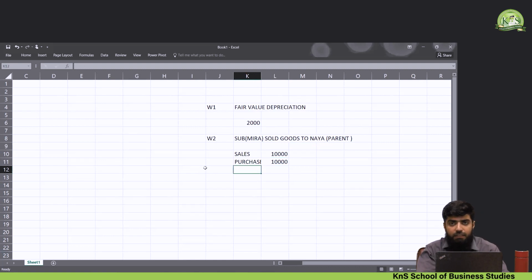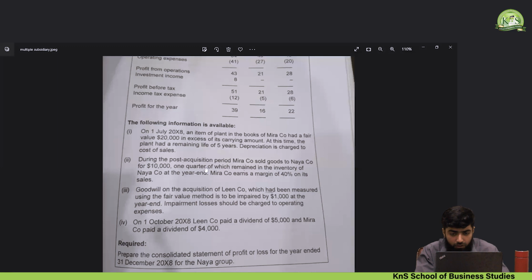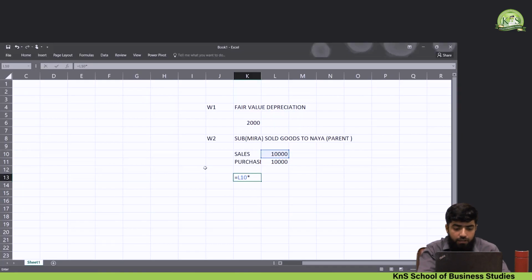So 10,000 is the sales and purchase that we need to eliminate. Second thing is, now we are going to calculate the URP, that is unrealized profit, and for that 10,000, that is the sales, and the percentage applied on that is 40% margin. It means 40 divided by 100. That is the total profit. That is not the URP.